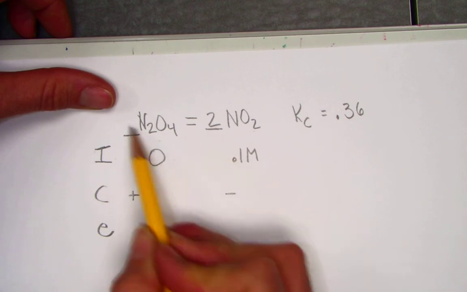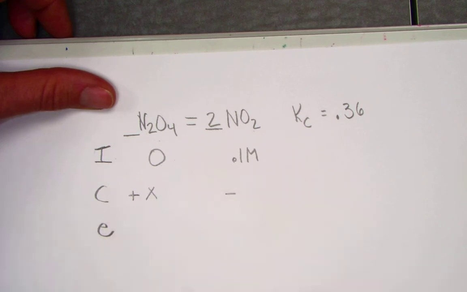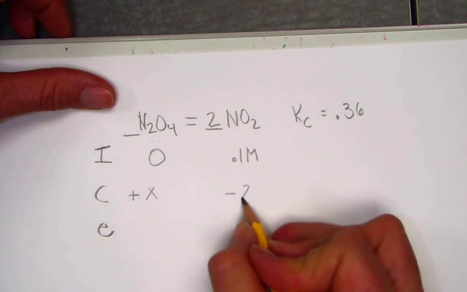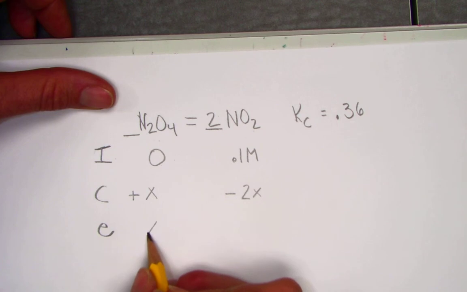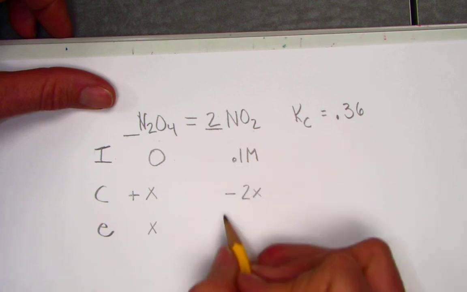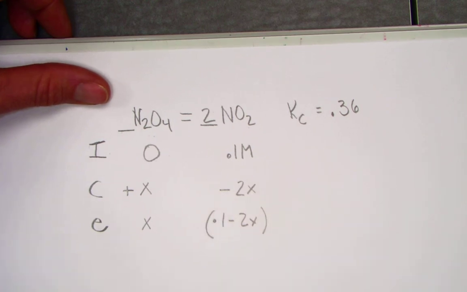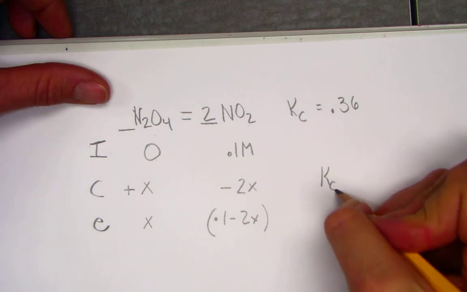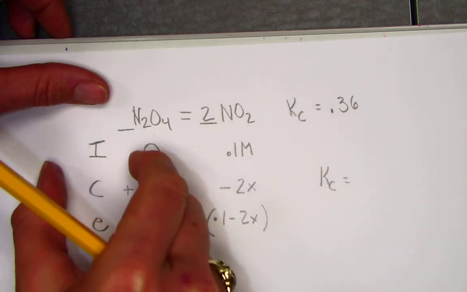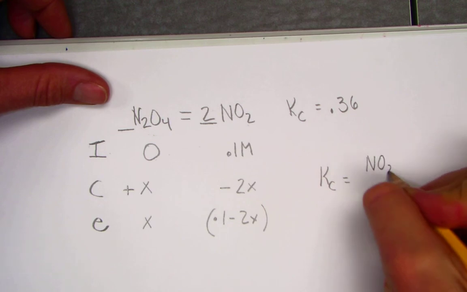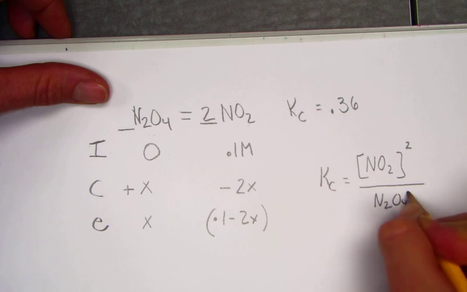Notice where the coefficient of 1 is located. The coefficient of 1 is located at N2O4. Its value will be x. The coefficient of 2 has to stand for 2x. So at equilibrium, the concentration of our reactant is x, and at equilibrium, 0.1 minus 2x represents the concentration of NO2. The Kc expression, even though it's proceeding from right to left, we still read it products over reactants. It will be the concentration of NO2 squared set over the concentration of N2O4 at equilibrium.